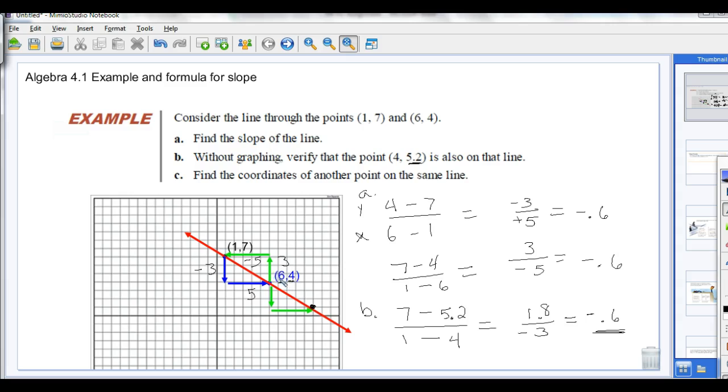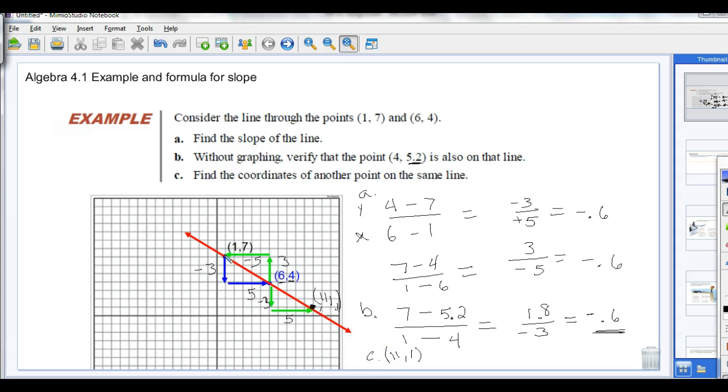Alright, so if I go down 3 from 4, it's really like saying 4 minus 3, which gives me 1 for my y value, right? And I'm going to the right 5, so it's 6 plus 5, which is 11. So for part C, I would have (11, 1). That would be another point on the same line.